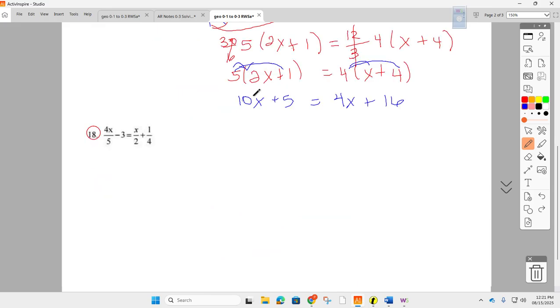which one is smaller, 10 or 4? Okay, what's the opposite of 4? Beautiful. So now we're going to add negative 4x, and that's going to move it. We subtract it from both sides. It moves it from the right side to the left side, leaving 6x plus 5 equals, that was a 0. That was the whole idea. Plus 16.